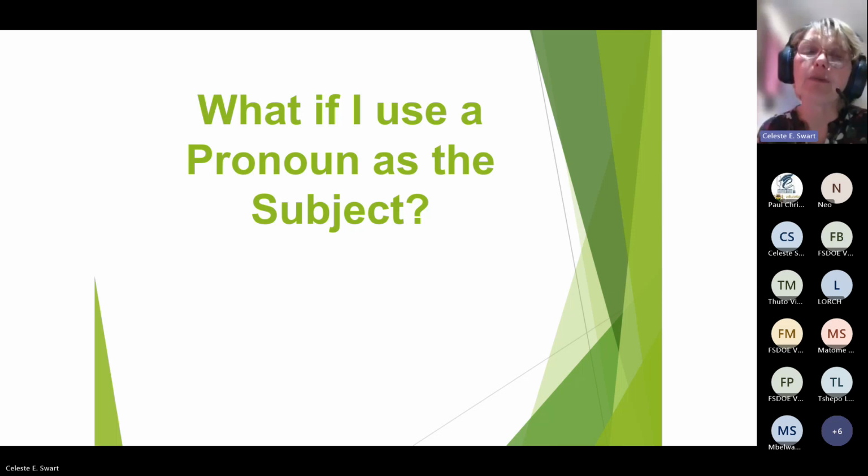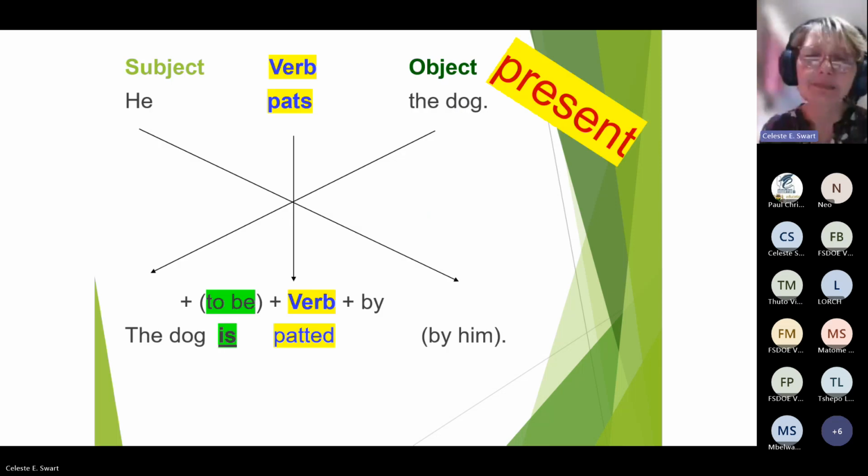What if I use a pronoun as the subject? What happens then? Let's quickly look. We take the same sentence. All we're doing now is instead of putting the name of someone, we're saying he pats the dog.